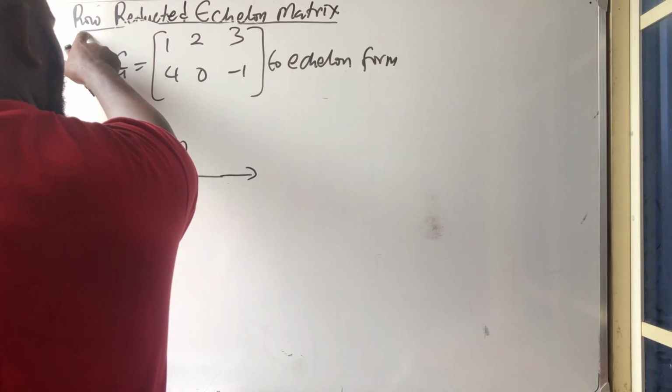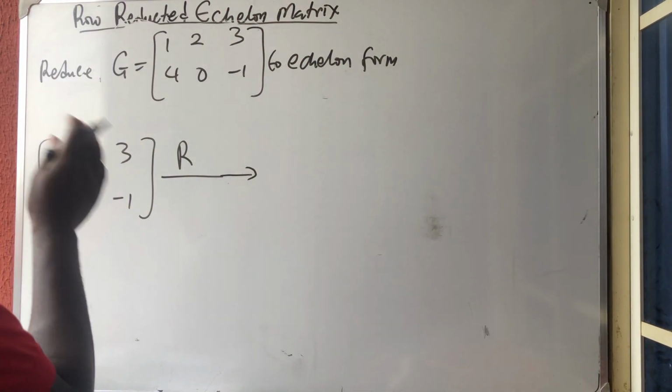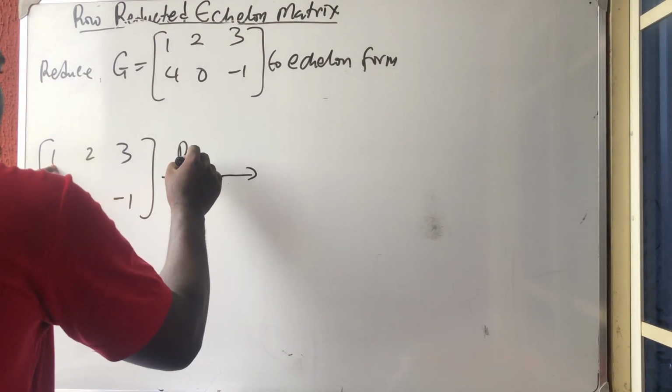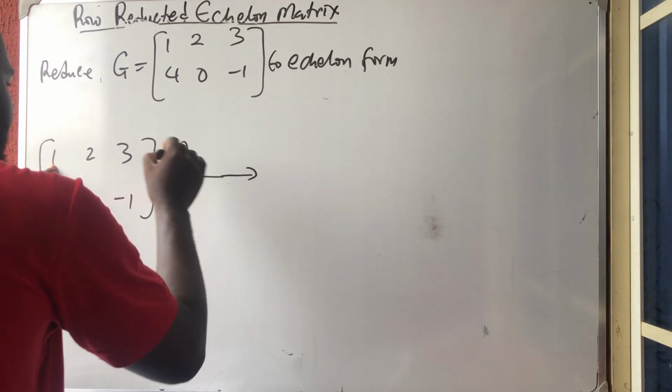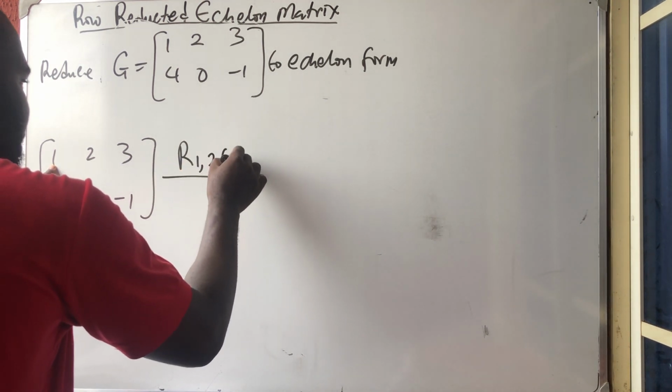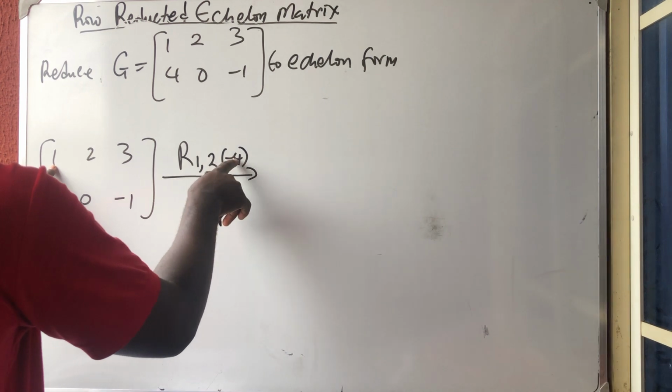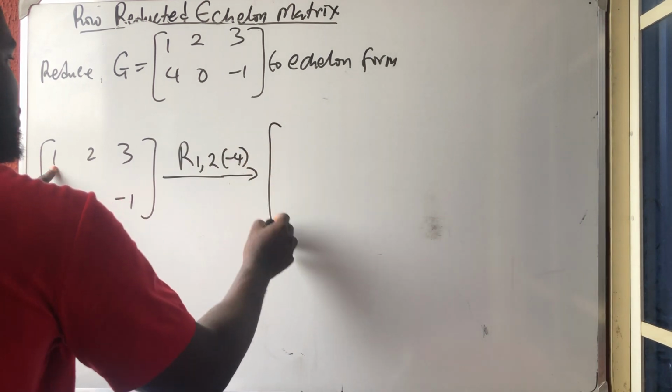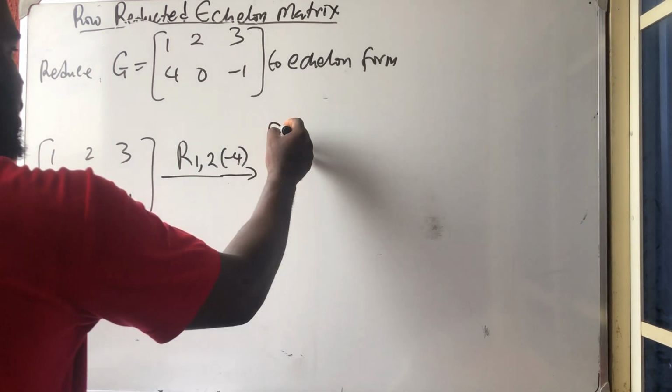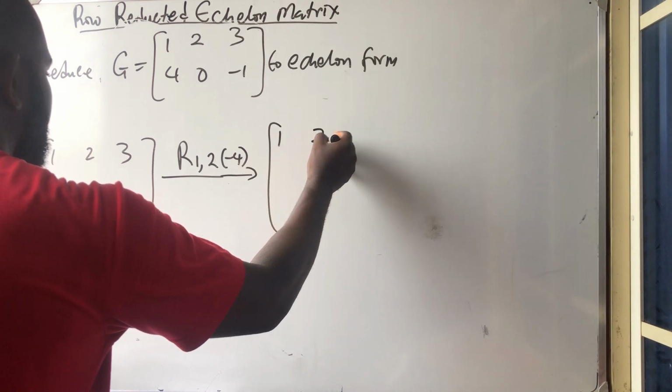So multiply row. Remember that this is row reduction, so we don't have any business with column. So this is: multiply row 1 by minus 4 and add it to row 2. So let's do that. Row 1 is the same thing. What is changing is row 2.